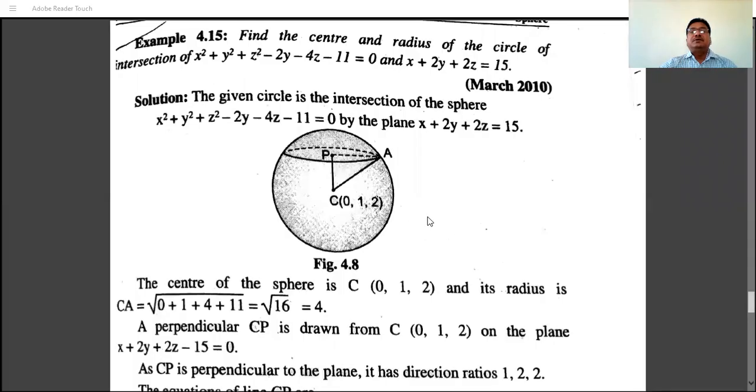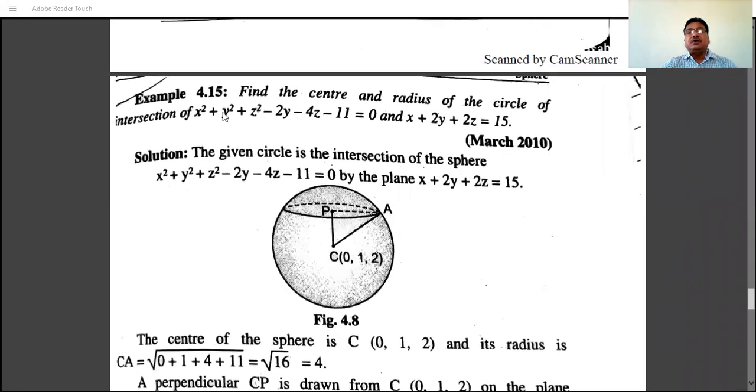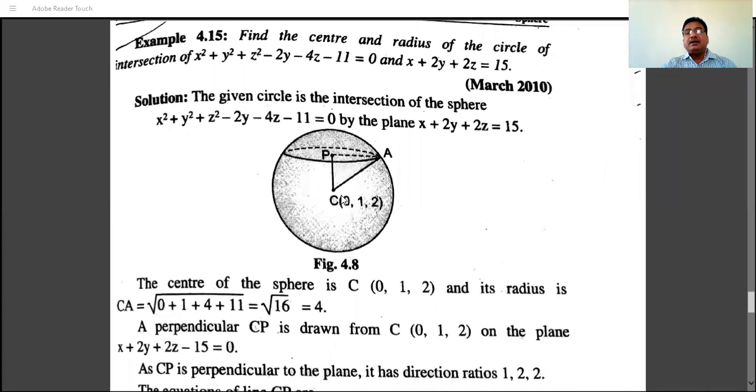So the answer of the problem: find the center and radius of the circle of intersection of the sphere and plane. After intersection of the sphere by the plane, suppose this is the circle we have. Now suppose C is the center of the sphere, and draw a perpendicular from C on the plane. P is the foot of the perpendicular. Therefore, P becomes the center of the circle of intersection. Now we have to find the coordinates of this point P and the distance between P and A, that is the radius of the circle.